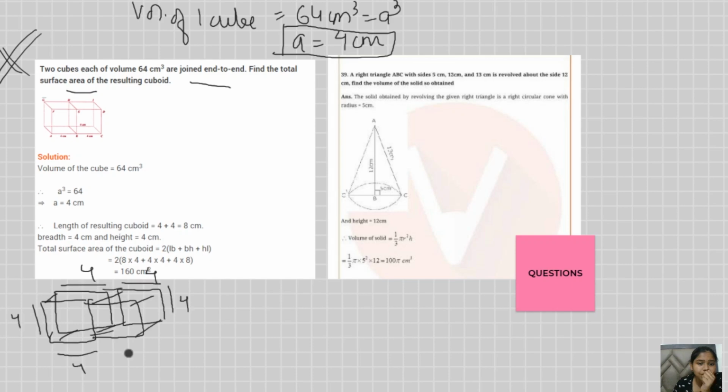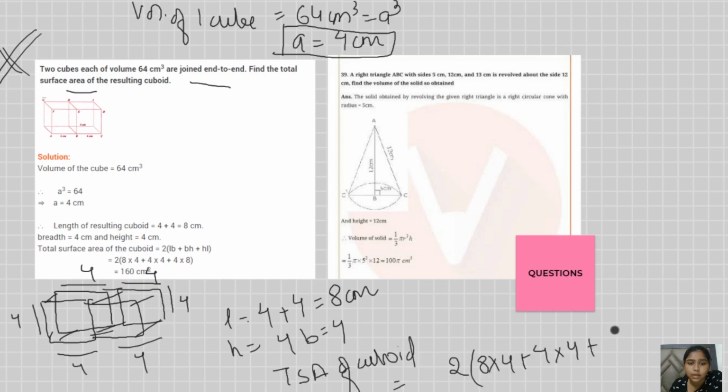So in that particular case, if it forms a cuboid, then the length will become 4 plus 4, that is 8 centimeters. The breadth and the height will be equal to 4, and the breadth will also be 4. Now you just have to apply the total surface area formula of the cuboid, that is 2(LB plus BH plus HL). Am I right? Just solve this question and you will get the answer. That's all with the question.